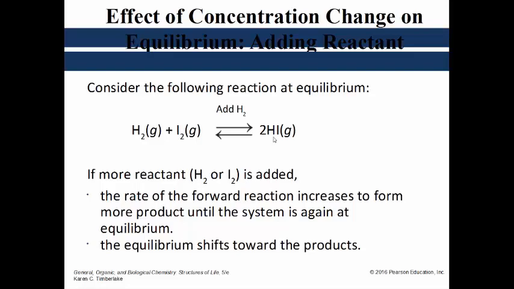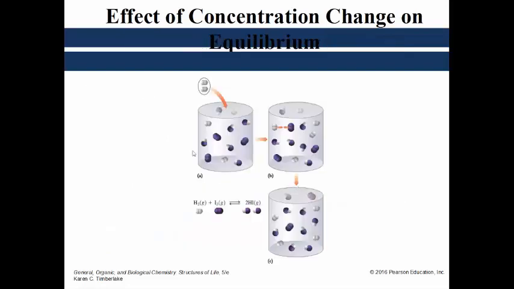that's added. So if you add any reactant, if you add more hydrogen here, that will force the reaction rate toward the products. If you add more iodine gas, that will force the rate of reaction toward the products. The forward reaction gets increased, driving the reaction toward the product. This graphic is just an illustration of that last equation, hydrogen plus iodine gas to HI.